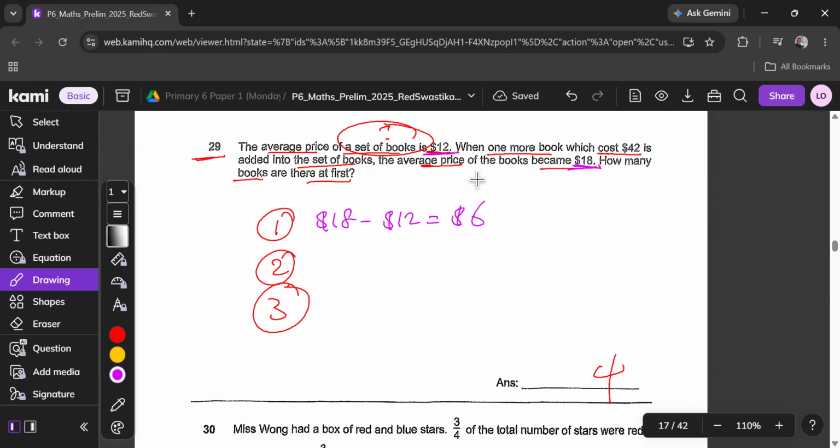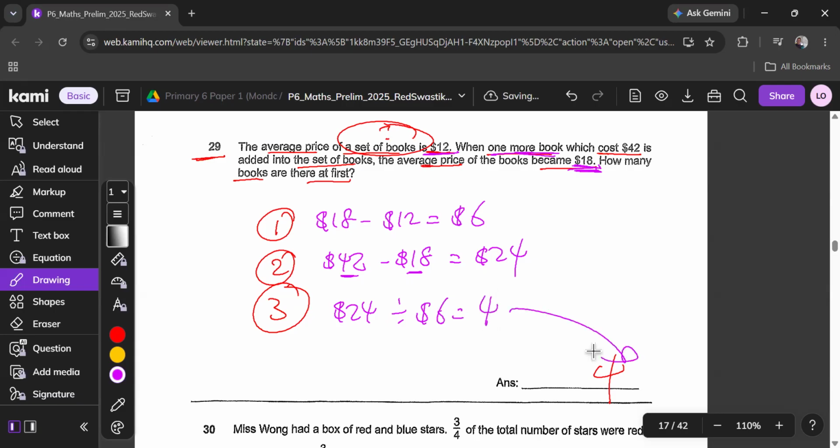First step. Second step, can you see that you have one more book? So you focus on that one book, and that one book costs $42. And when that book is added, what happened to the average of this book? This book also became $18, right? So this new book also has average $18. So you focus on this book, you take 42 minus 18 because it's referring to the same book, and you get the difference. Second step, the difference. Then the third step, like your assumption, the last step is always to divide, and you get your answer 4.